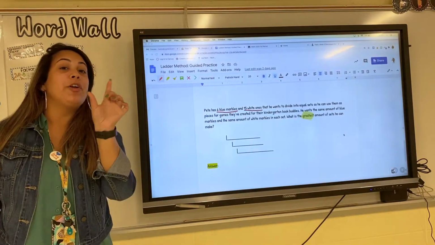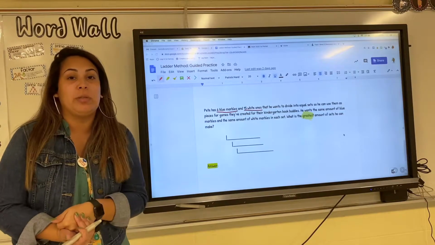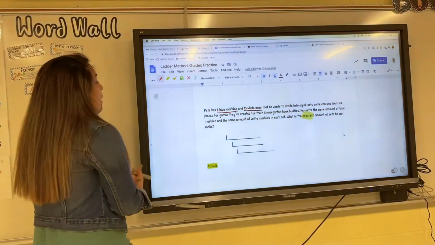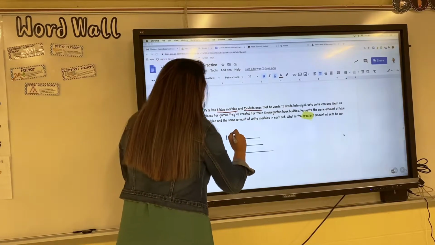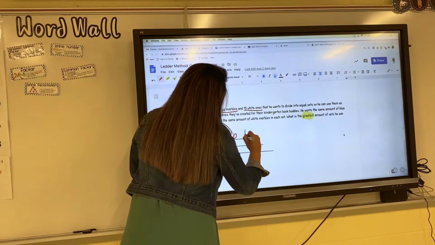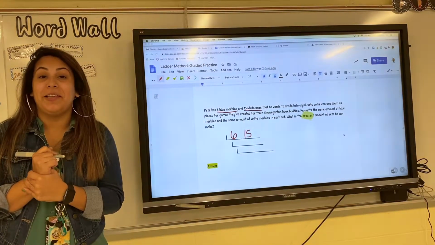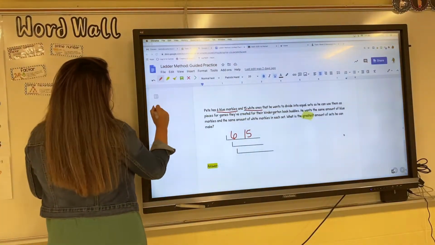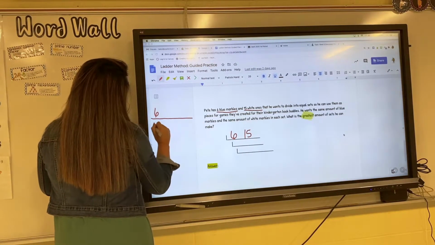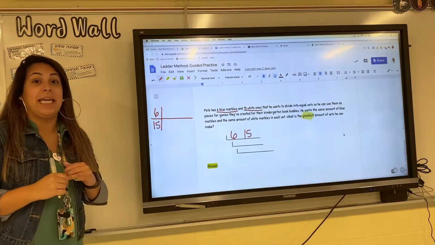I highlighted that word greatest to remind us that we were finding the greatest common factor with this word problem. So I already underlined the information I need. So I have 6 blue marbles and 15 white marbles. Now, unfortunately, we do not have 2 even numbers. So we do have to do this extra work if we don't know the facts on the top of our head of 6 and 15.